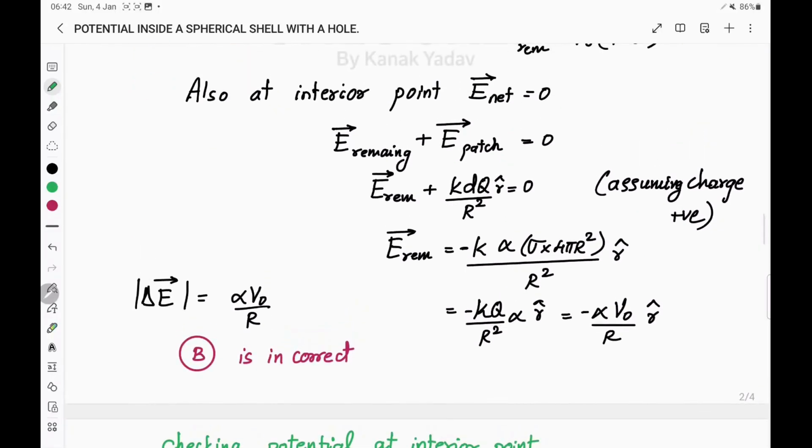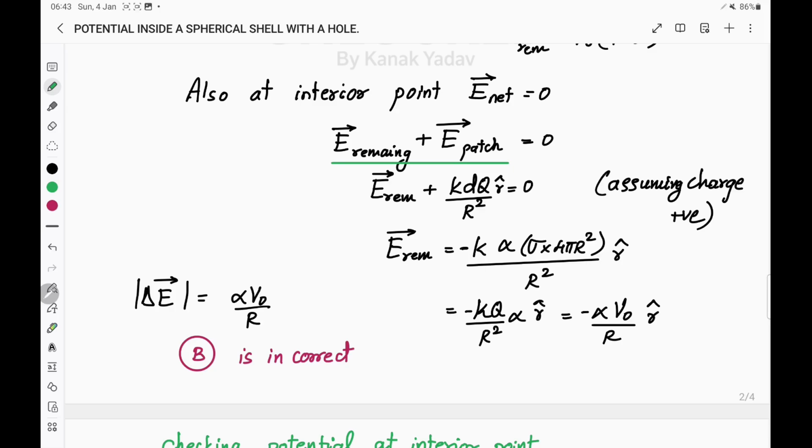Now, if we consider the interior point electric field, it should always be 0. Again, we use the same idea. Electric field due to the remaining portion plus electric field due to the patch should be equal to 0. That means electric field due to the remaining portion plus k dq by r square into r cap should be 0. I am assuming that this charge is positive because in the question they have not mentioned whether the charge is positive or negative on the spherical shell. So by default we will assume it's positive.